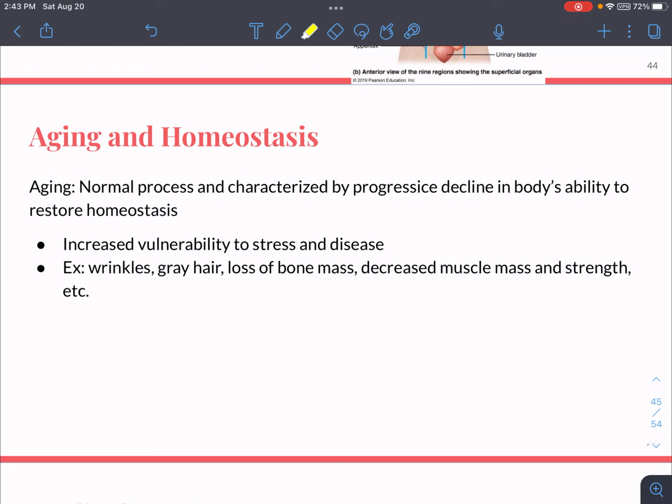That's what also causes wrinkles, because your skin can't maintain that elasticity. You get gray hair, loss of bone mass, you decrease muscle mass and strength, so as you get older, you're not as strong. A lot of times posture will go as you get older as well.